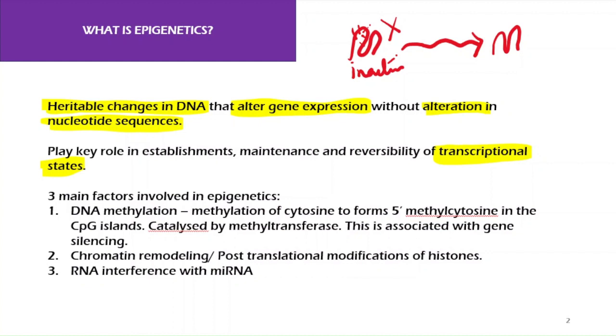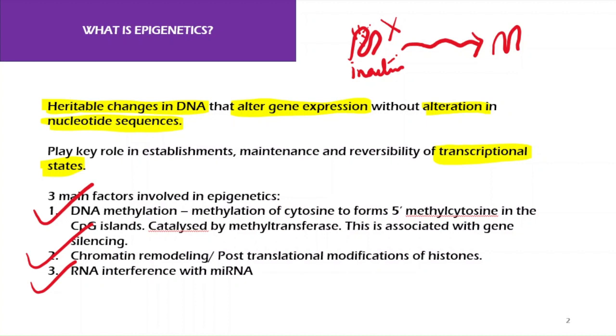How are you going to transfer this information? How are you going to transfer this sort of gene expression? Right? How are you going to do that? By modifying the chromatin, right? So there are three main factors that are involved in epigenetics. Of these, DNA methylation and chromatin remodeling are very important, and the third one forms a minor role, right?